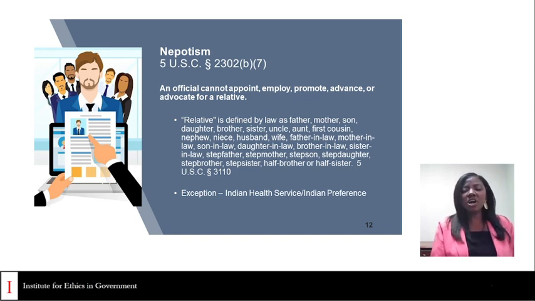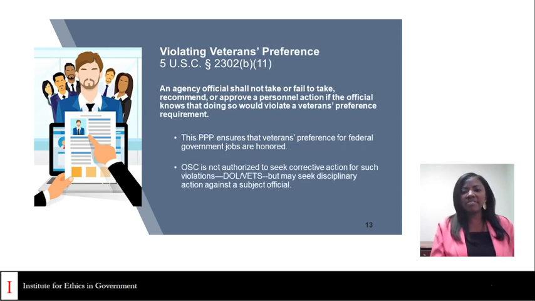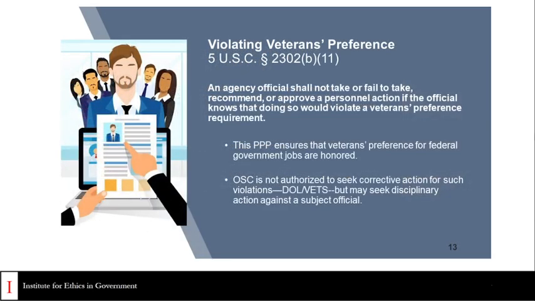So the next one we're going to talk about is violating veterans' preference, and that's under B11. We do not have the authority to seek corrective action in B11 cases. Rather, what folks have to do is file a complaint with the Department of Labor, Veterans Employment Training Services. We do have the ability, though, to seek disciplinary action in these cases.